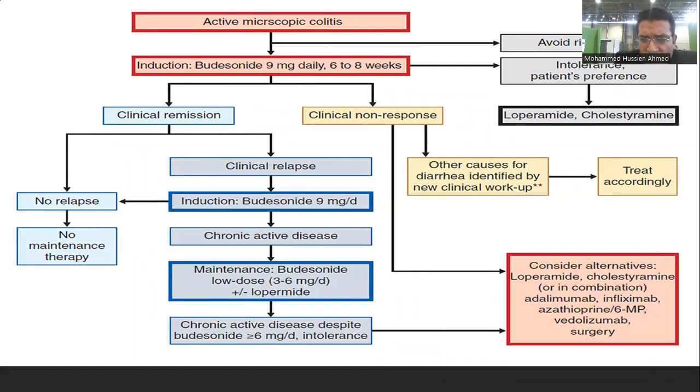If there is no clinical response, other causes of the diarrhea can be identified and we treat accordingly. Consider loperamide and cholestyramine. In some cases, we can use infliximab or vedolizumab, and even in some cases we may need surgical intervention for treatment of a condition like this.